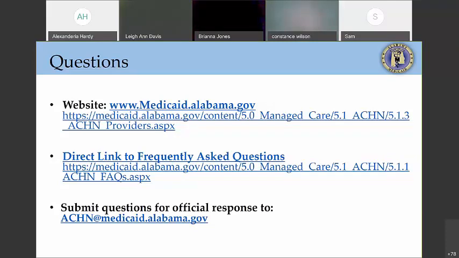Next question. Does BMI have to be reported on every claim or just the well child check? The BMI must be reported on every claim. However, you can use the same BMI until the next well child visit.